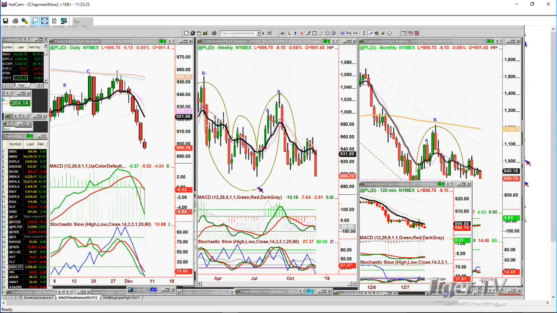895.40 was the low in the platinum the week of the 14th of July. 895.40. Today's low is 895.50. We have 11 cents to go before breaking that low. I think it's going to do that. Not a good looking chart.